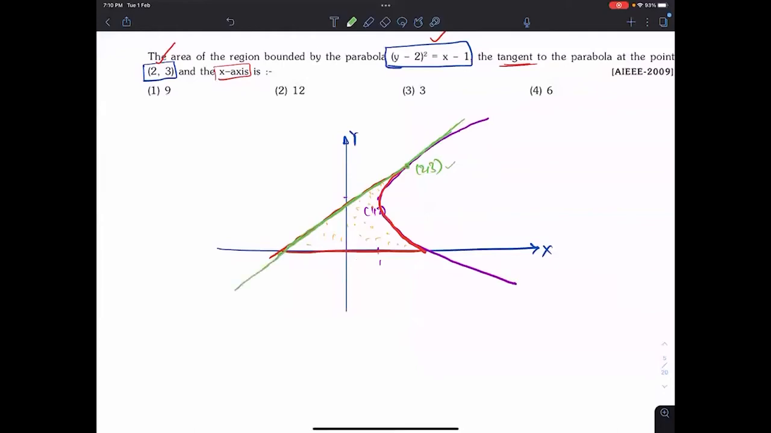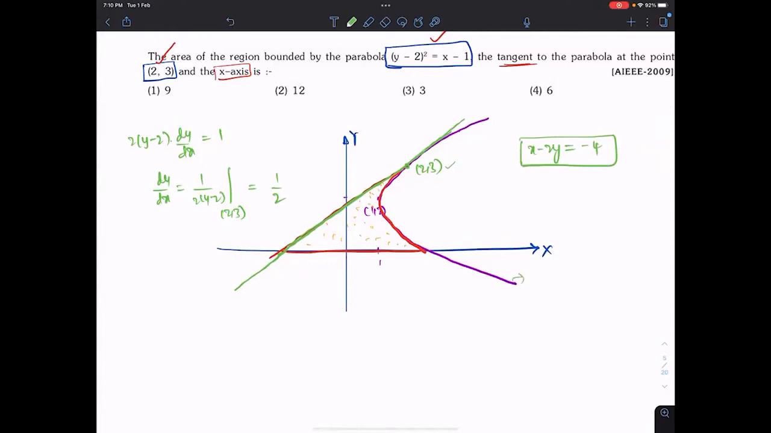So let us just write it by that time. You tell me whether I should take horizontal strips or vertical strips. If I differentiate, I'll get 2 times y minus 2 into dy by dx equals 1. So your dy by dx will be equal to 1 by 2 times y minus 2. At the point 2, 3, if I substitute, I'll get 1 by 2. So the slope is 1 by 2, and the equation will be x minus 2y equals 2 minus 6, which is minus 4. So this is the equation of the line. Parabola equation we already know: y minus 2 whole square equals x minus 1.